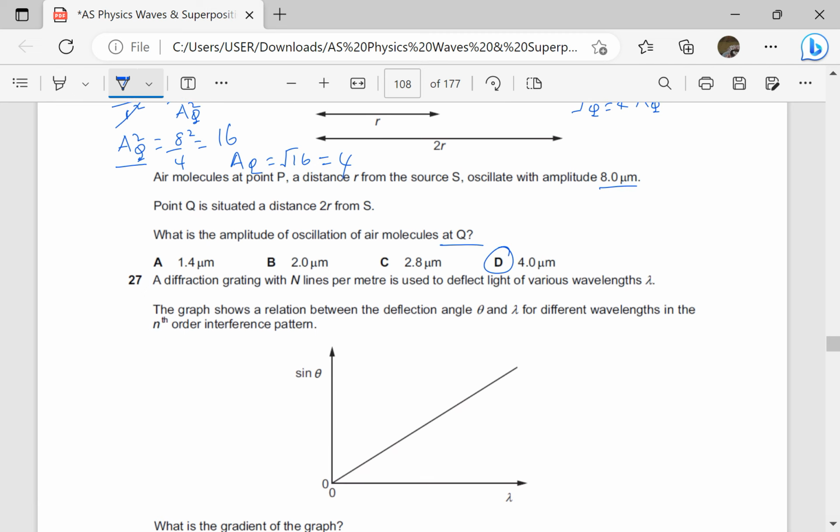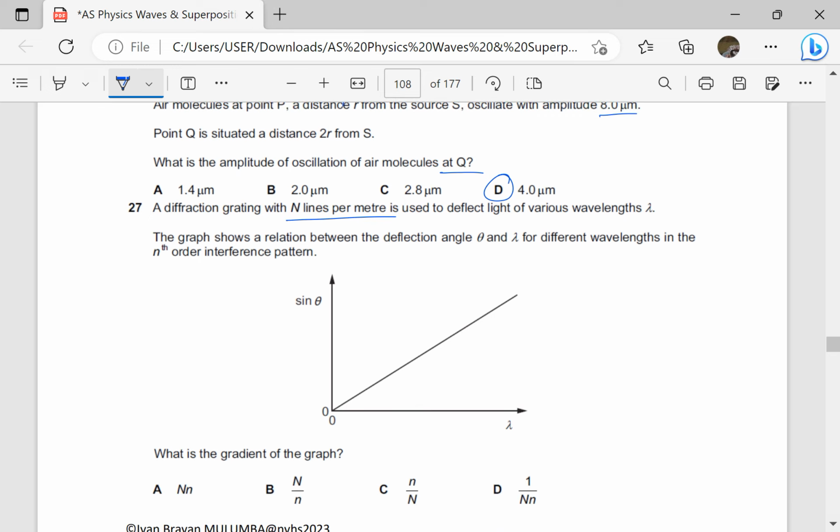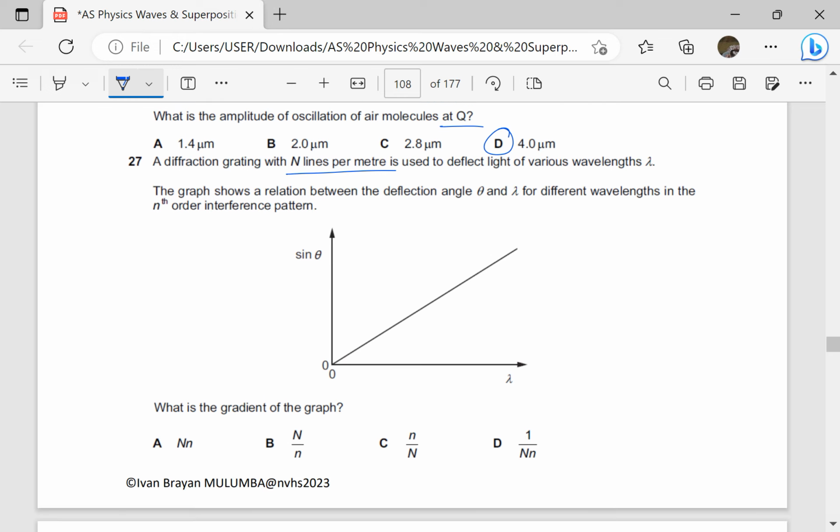A diffraction grating with n lines per meter is used to deflect light of various wavelengths lambda. The graph shows a relation between the deflection angle theta and wavelength for different wavelengths in the nth order interference pattern. What is the gradient of the graph?